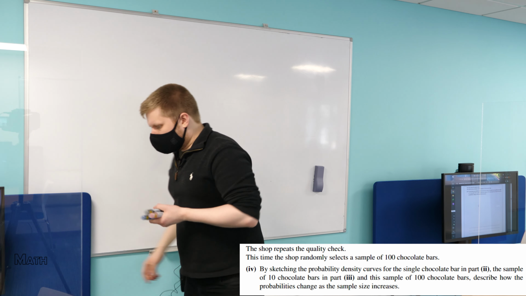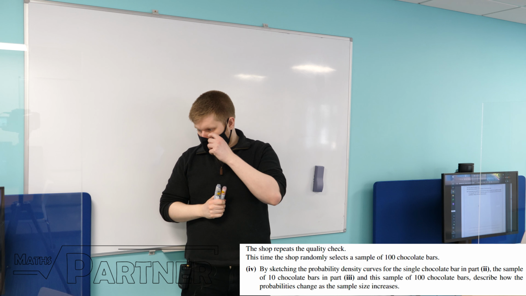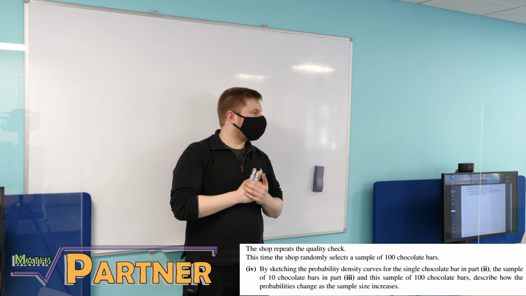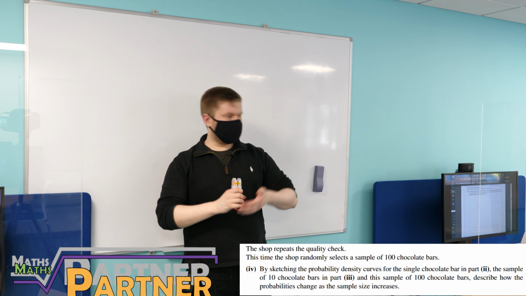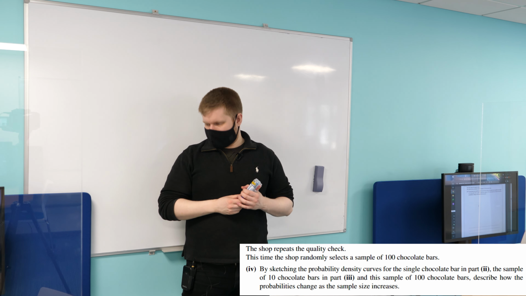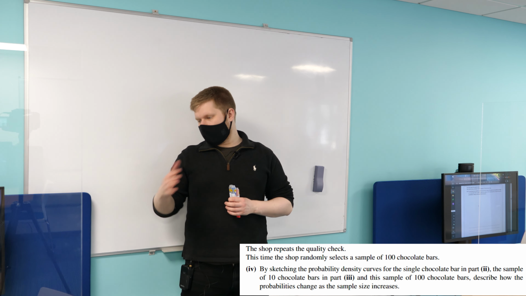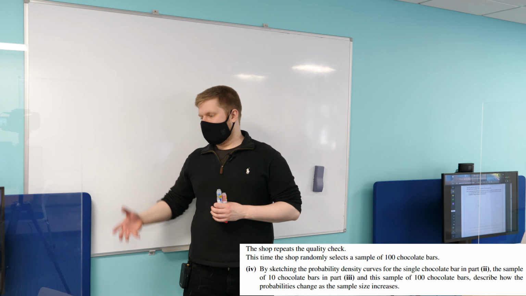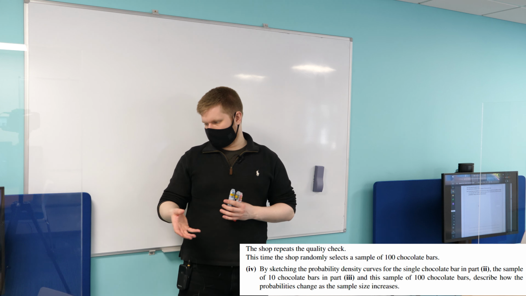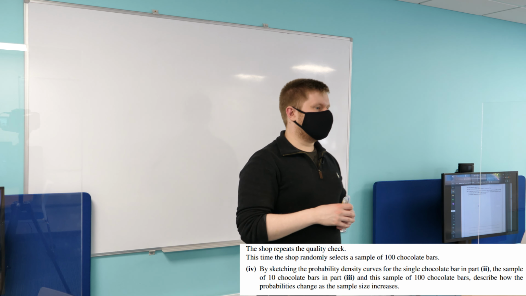Okay, so it says the shop repeats the quality check. This time, the shop randomly selects a sample of 100 chocolate bars, so much more than we did before. By sketching the probability density curves for the single chocolate bar in part 2, the sample of 10 chocolate bars in part 3, and this sample of 100 chocolate bars, describe how the probabilities change as the sample size increases.